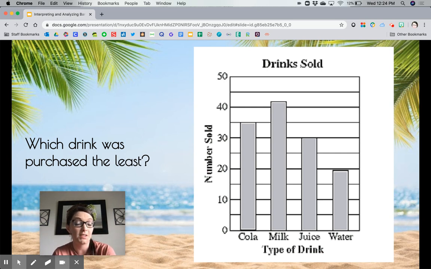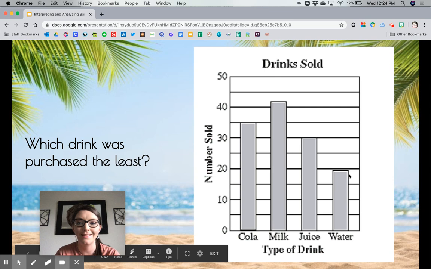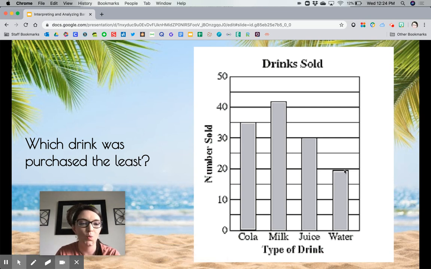Which drink was purchased the least? Well, let's look. Water was purchased the least, and it's right here at this 20 mark. So we would say about 20 drinks were sold that were water, and that's the least amount.